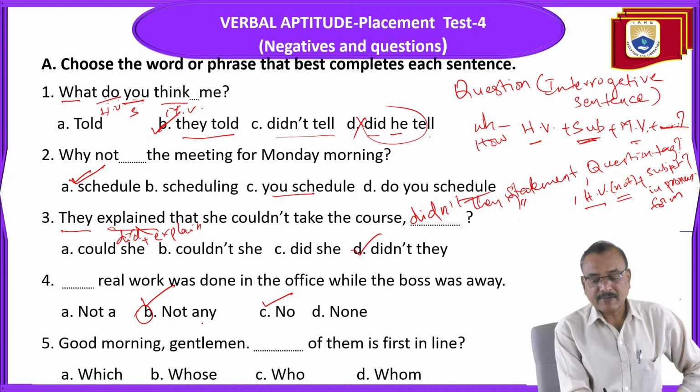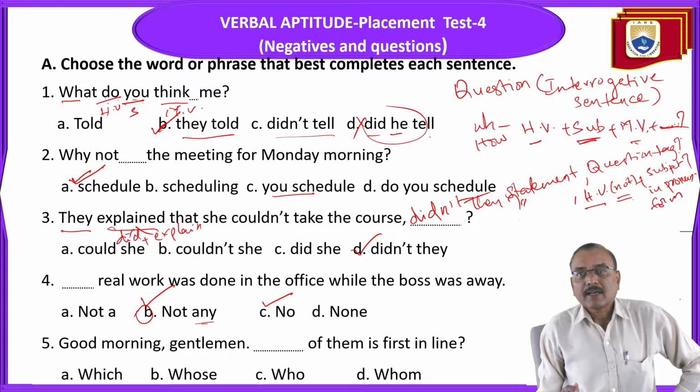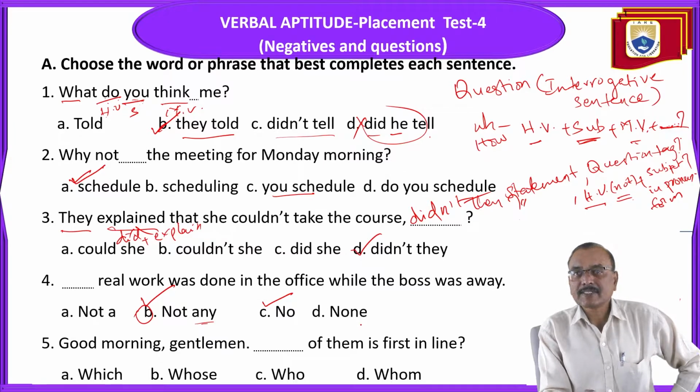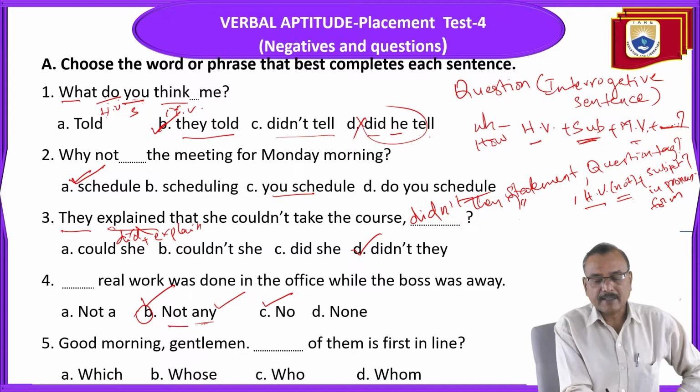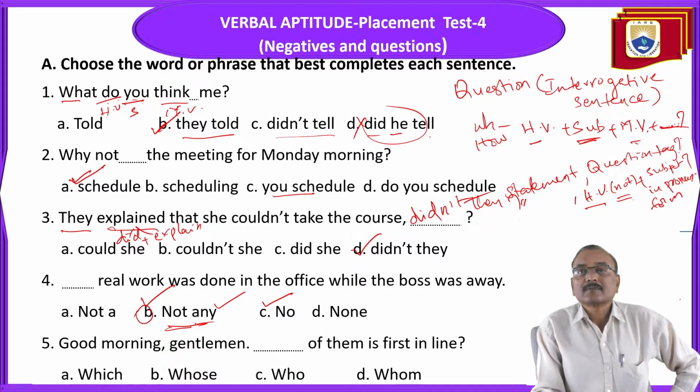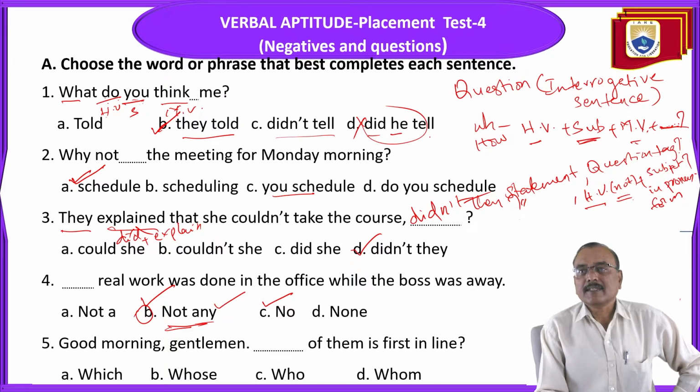So in negatives we can use any also. In negative sentences and questions we can use any. Not any real work was done in the office, or even you can use no also, but give preference to this one. Not any. If you want to say simply, no real work was done in the office while the boss was away. You can use this one also, but to emphasize, you can use not any.